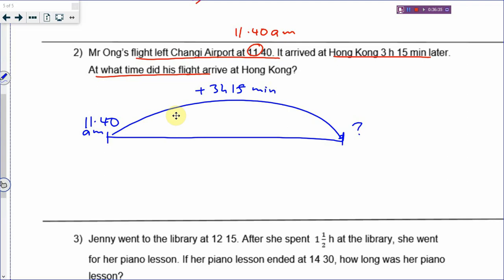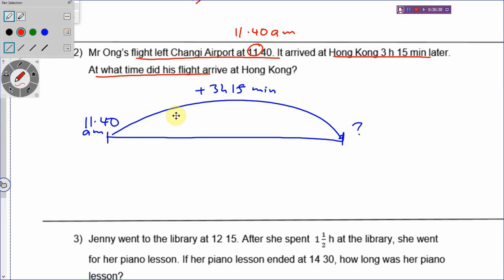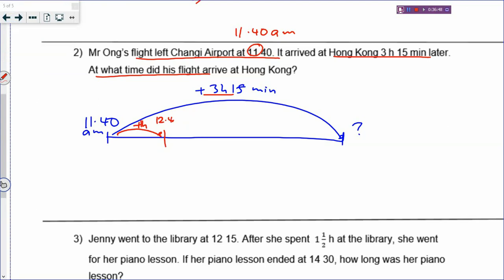You can also do it in a different way. You can also do this. You jump 3 hours. So you jump 1 hour. That will be 12:40 p.m. You jump another 1 hour. That will be 1:40 p.m. Then you jump another 1 hour. That will be 2:40 p.m. Am I correct? So you have 3 hours already. So 3 hours later is 2:40 p.m.